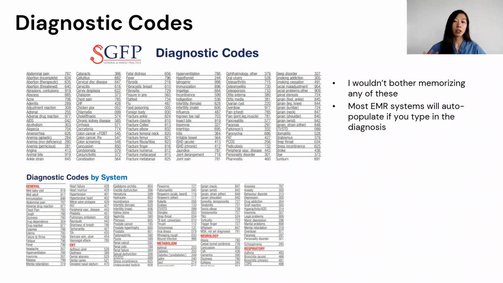And then at the last couple of pages, you'll notice these diagnostic codes. To be honest, there's so many things to memorize in family medicine. Don't memorize any of these, because often in your EMR system, when you type in the diagnosis, it'll auto-populate with the diagnostic code.